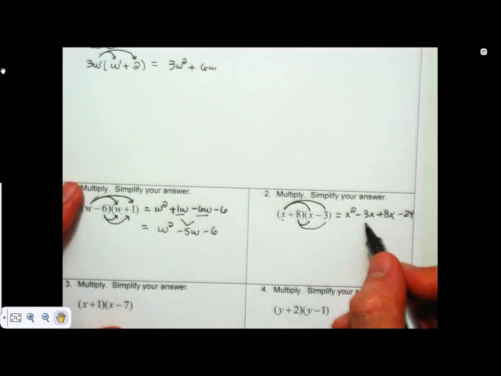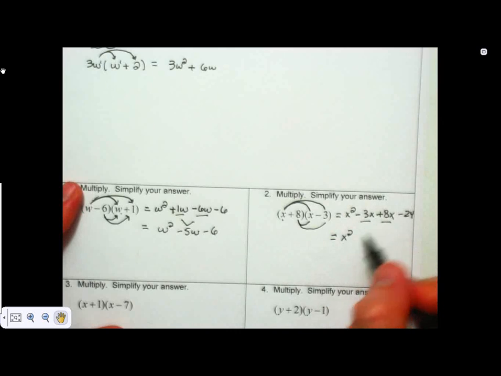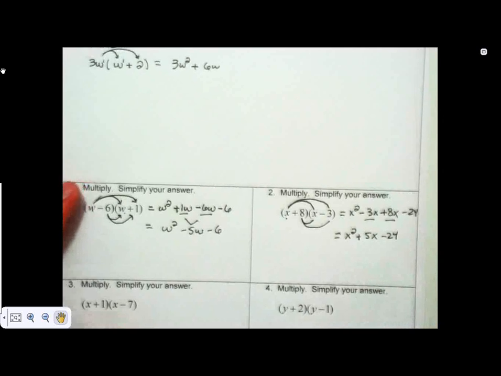Okay, then I see 2 like terms that we could put together. So we end up with x squared. Negative 3x and 8x gives us positive 5x minus 24. And that's as far as we can go.